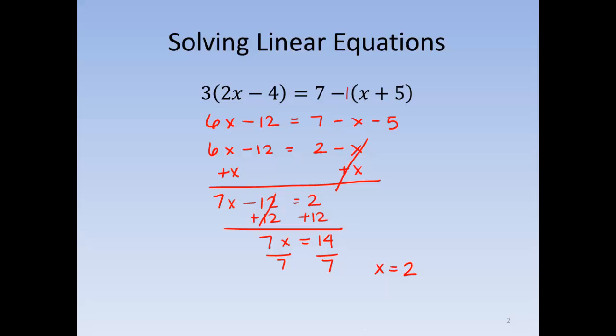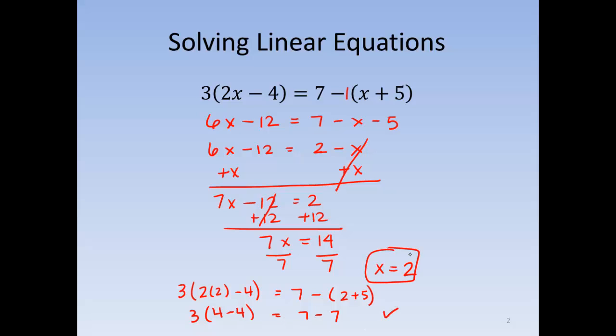To check my answer, I would replace in both locations the value of x, and I would always go back to my original. I would have 3 times 2 times 2 minus 4. And I'd want to see if that was the same as or equivalent to 7 minus the quantity of 2 plus 5. So over here on this side I would check, and this would be 4 minus 4 times 3, and that would be 7 minus 7. I know that this will be 0, so 3 times 0 is 0 equals 0. It does work. My answer is x equals 2.